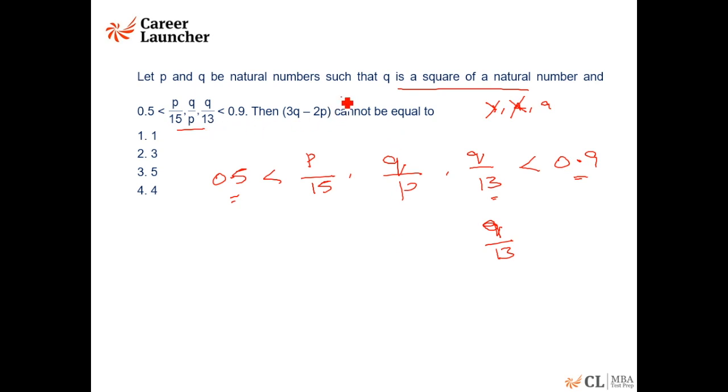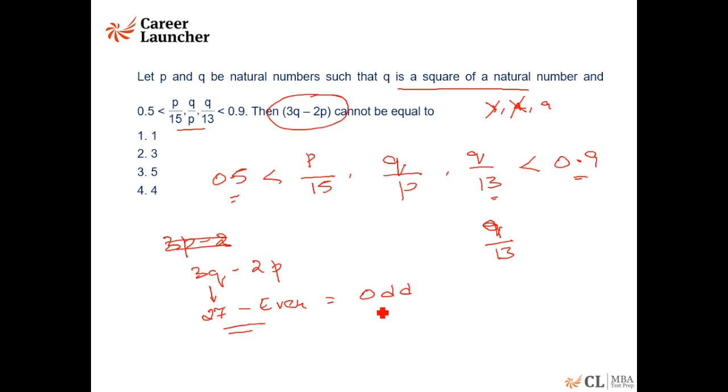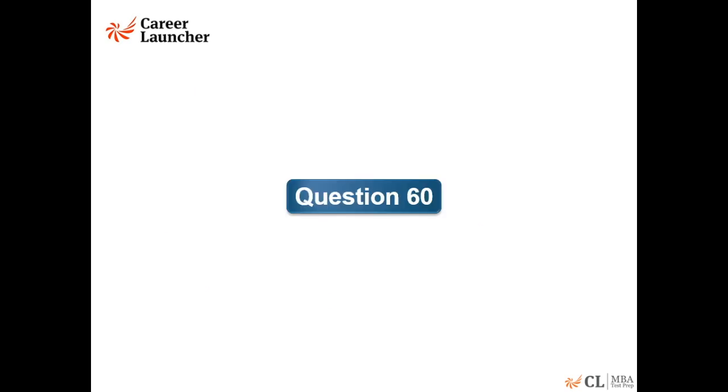So what are we supposed to find? We have to find, so Q is equal to 9. I hope there is no debate. So what we need to find is 3P minus 3Q minus 2P. Now what is 3Q going to be? 27. And 2P is going to be even. So when you subtract an even number from an odd number, what do you get? You get an odd number. So what cannot be equal to? It cannot be equal to 4, because 4 is an even number. I don't need to do the rest of the calculations.